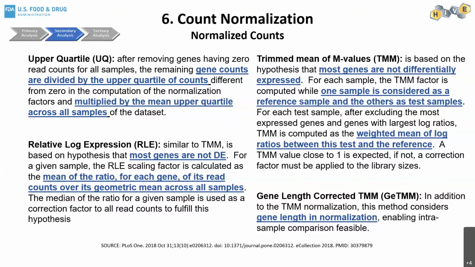Relative log expression is similar to TMM, in that it assumes most genes are not differentially expressed, but it's a different metric. It uses the median of the ratio for each gene's read counts over the geometric mean across all samples. The other one is the gene length corrected TMM, which is very similar to the TMM metric, except that it takes into consideration the gene length to do the normalization. All these are just some of the normalization methods that are out there.